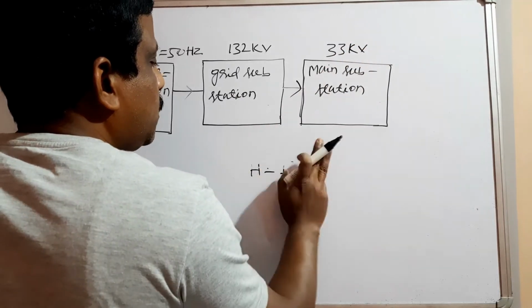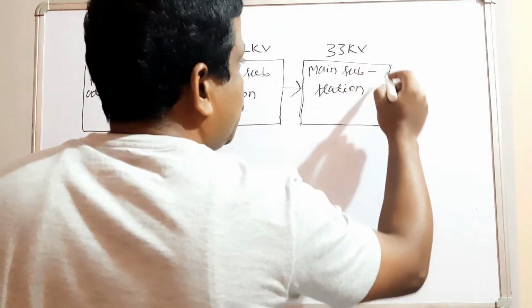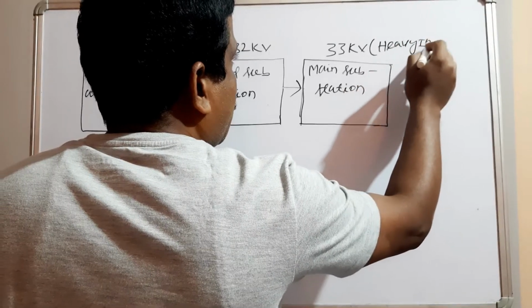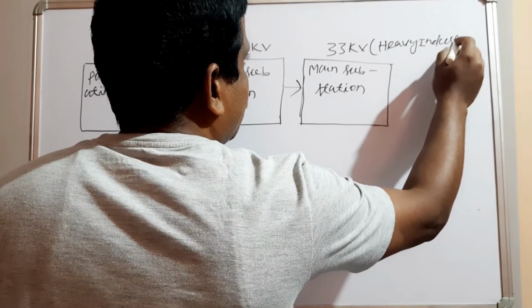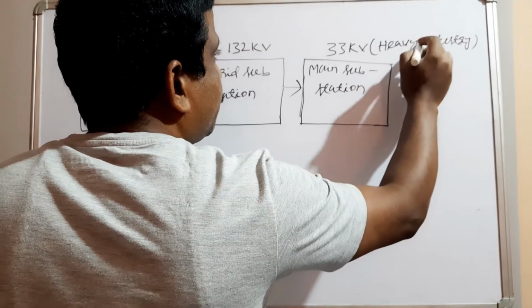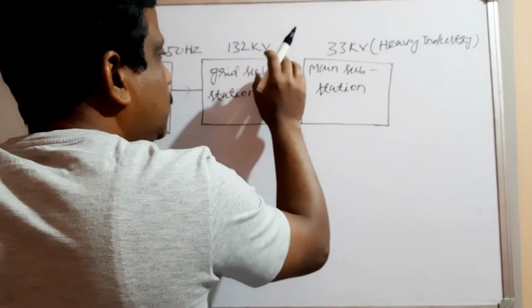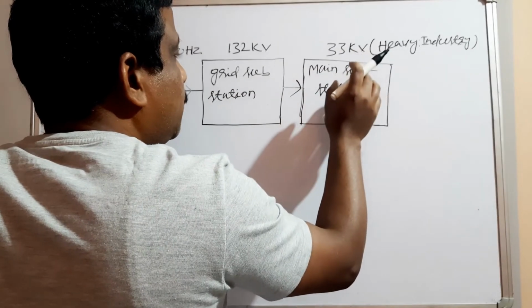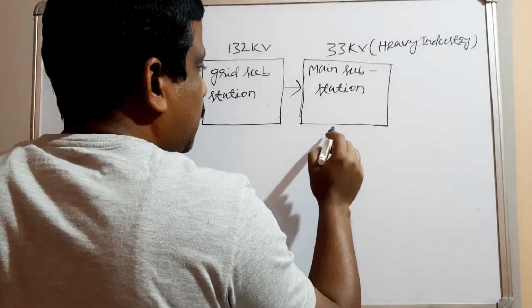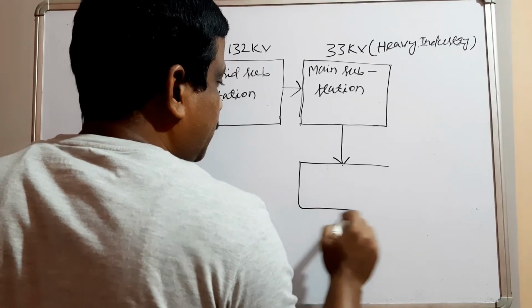Why is it reduced? At this 33 kV, it is supplied to heavy industry. Voltage is required at 33 kV to supply the heavy industry, so it is reduced to 33 kV. Now this 33 kV is reduced again when it comes to the intermediate substation.